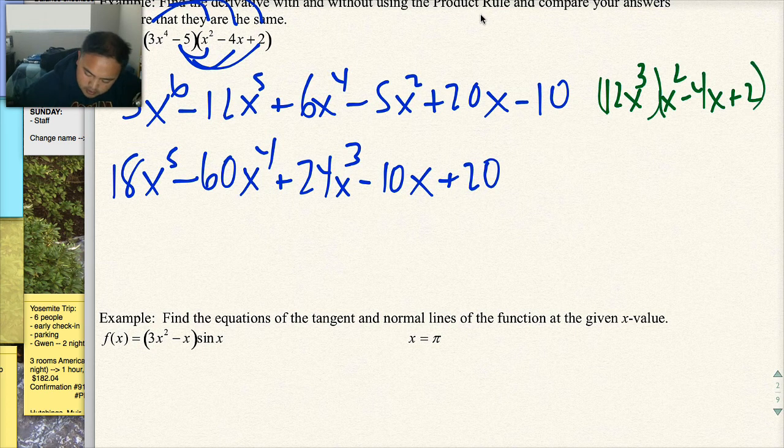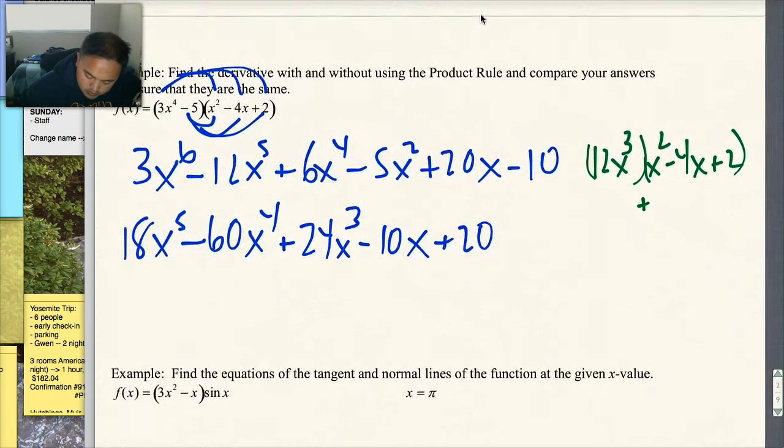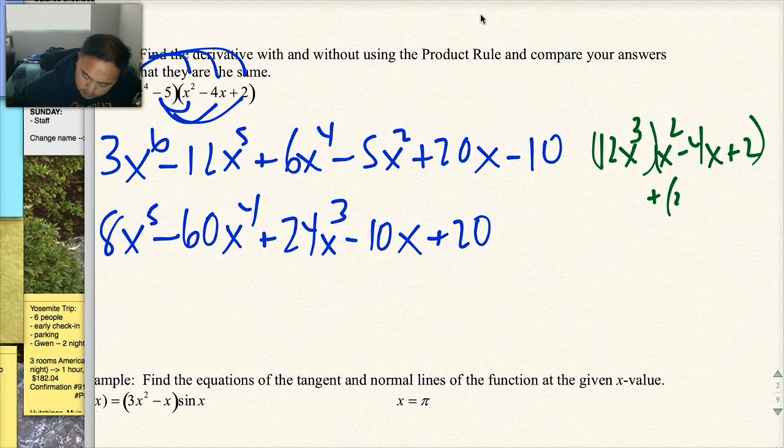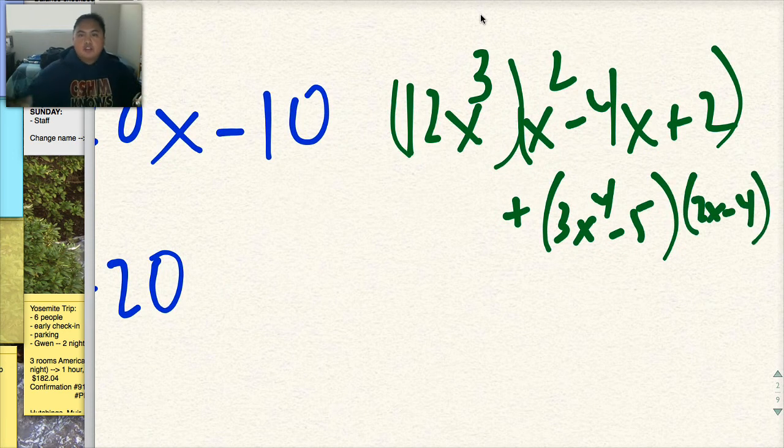Plus, I'm running out of space here, sorry. Plus, I'll leave the first one alone, which in this case is 3x to the fourth minus 5, times the derivative of the second one, which in this case is 2x minus 4. So I'm just applying the product rule. Took the derivative of the first one, left the second one alone, and then left the first one alone and took the derivative of the second one and added the two together.